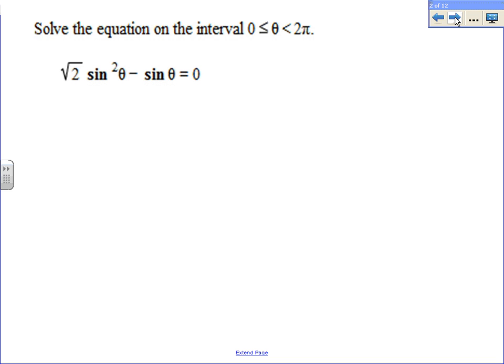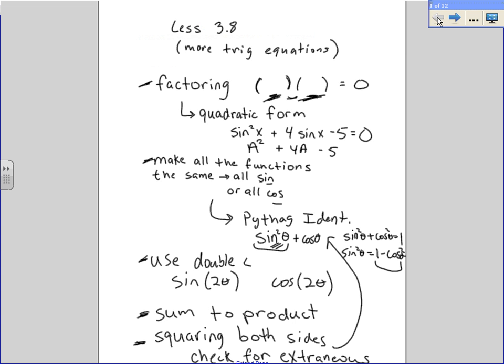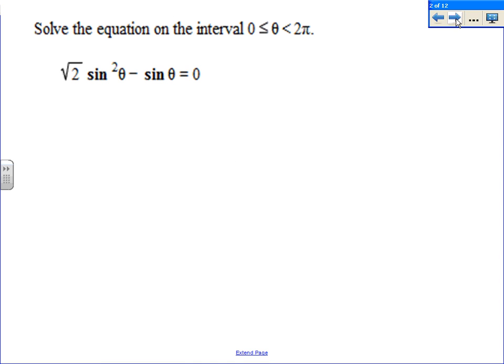Now, okay, so let's look at this one. Notice we've got square root of 2 times sine squared theta minus sine theta. The thing that I'm going to notice here is they are both sines, but one of them is squared. So the idea that I'm going to use with this one is factoring. Notice, how could you factor that? Because it's not a trinomial. Well, we could factor it by factoring out a common sine here.